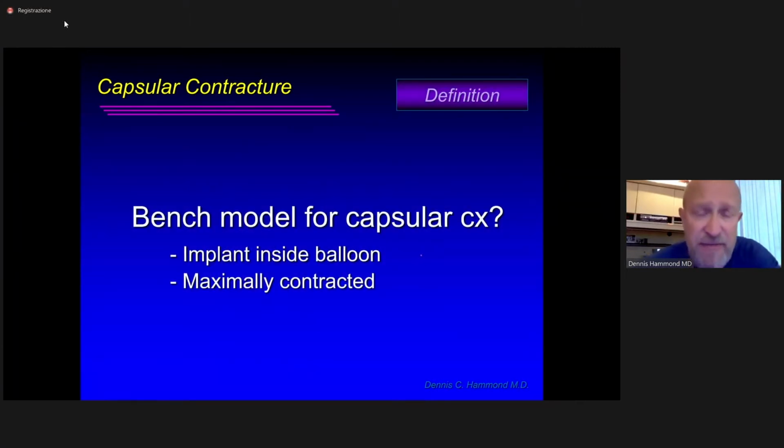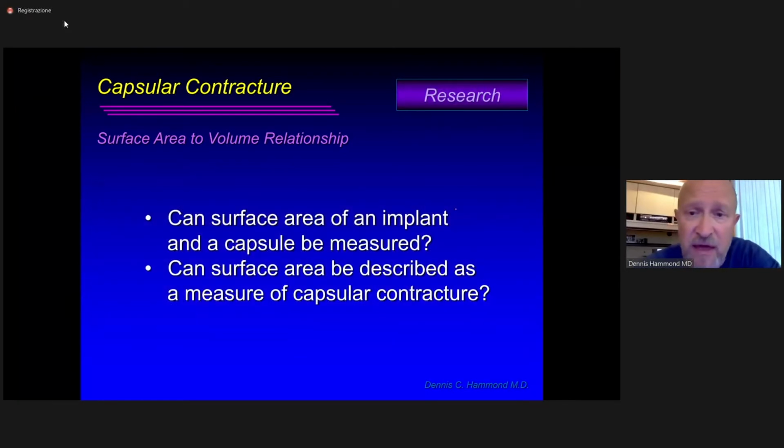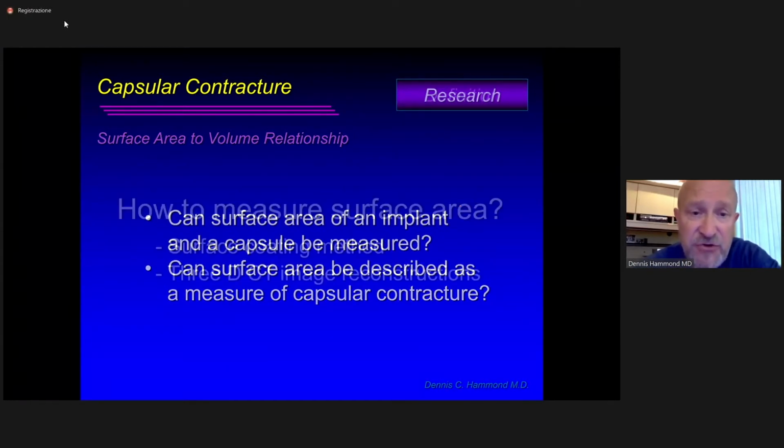So I've been doing some bench work now. This is really the first time I'm presenting this experimental work. Can you develop a bench model for capsular contracture? And actually you can. You can take an implant, put it inside a balloon, and pinch the balloon down so that the rubber of the balloon mimics the capsular contracture. And if that's true, you ask yourself, can the surface area of the implant in the capsule be measured?